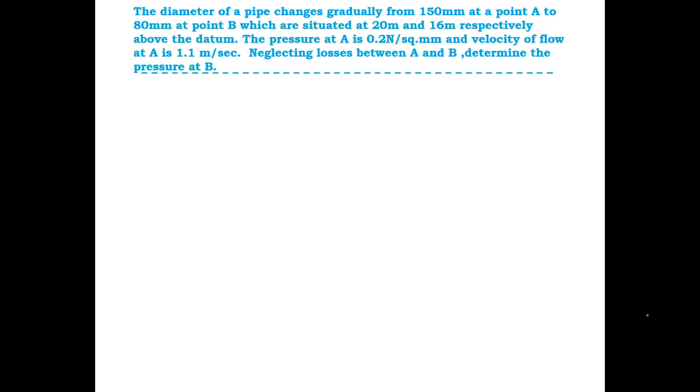The pressure at A is 0.2 Newton per square millimeter, or Newton per mm square, and the velocity of flow at A is 1.1 meters per second. Then, neglecting the losses between A and B, determine the pressure at B.